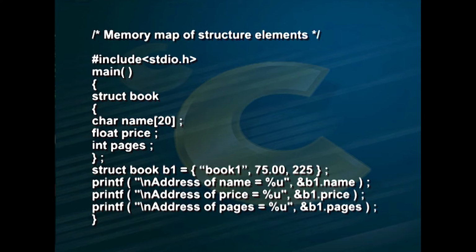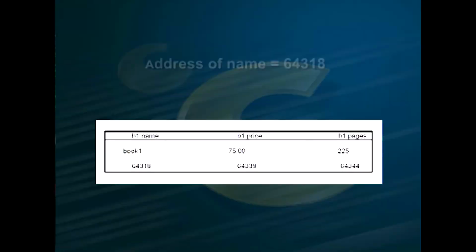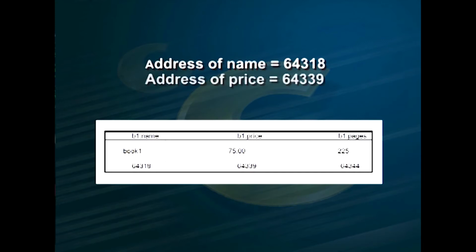printf("address of name = %u", &b1.name); printf("address of price = %u", &b1.price); printf("address of pages = %u", &b1.pages); } Here is the output of the program. Address of name = 64318, address of price = 64339, address of pages = 64344.